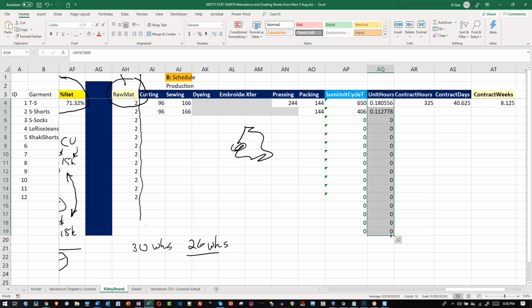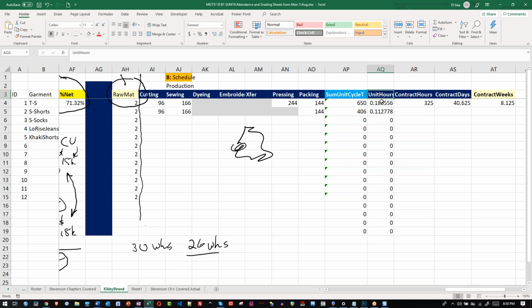So now we can just drop all those all the way down, right? So it took us 18.18 hours. Gotta be careful about that. 0.18 hours to do a t-shirt, and 0.11 hours to do a sport short, a tenth of an hour, which is like 6 minutes, right? Roughly. Is that right? Yeah. In the ballpark of 6 minutes for sport shorts.